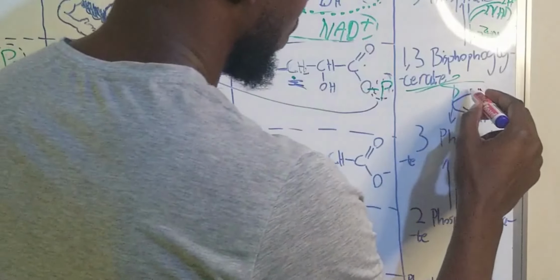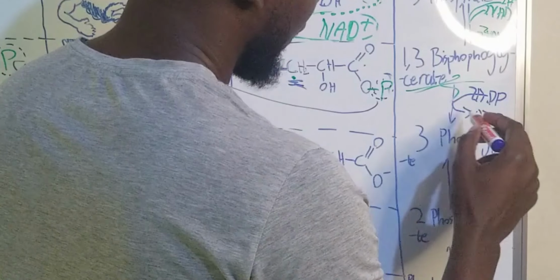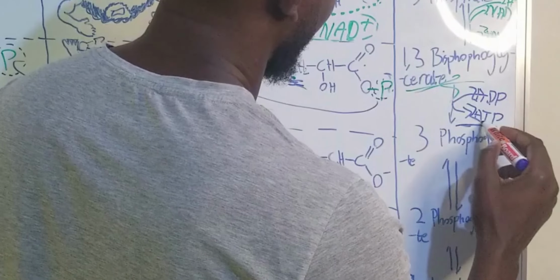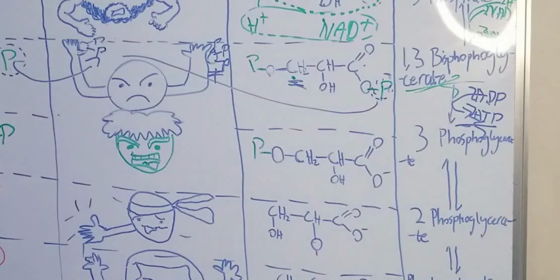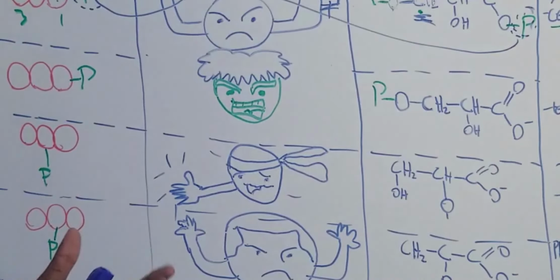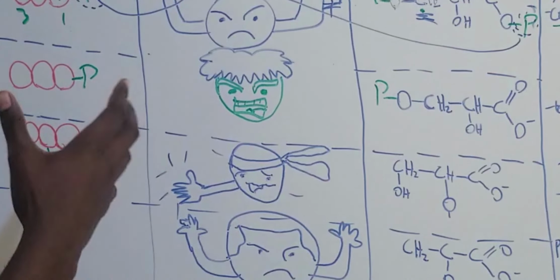It will be 2 ADP forming 2 molecules of ATP. So in the third reaction, we are going to have this enzyme here. This enzyme is known as the phosphoglycerate mutase. And to help you remember this enzyme a little bit better, I thought of the word mutate.